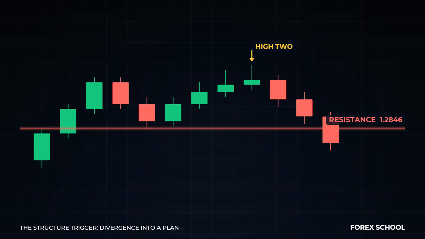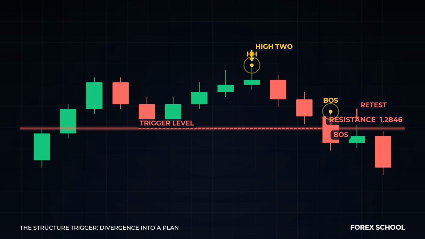The following candle rallies to 128.50, tags the underside of the broken level, the bar marked retest, and fails, closing back at 128.40. Old support, new resistance. The decline that follows reaches 128.08.